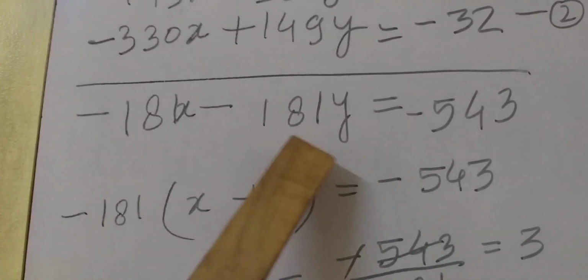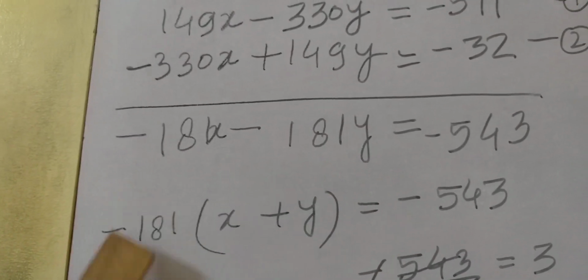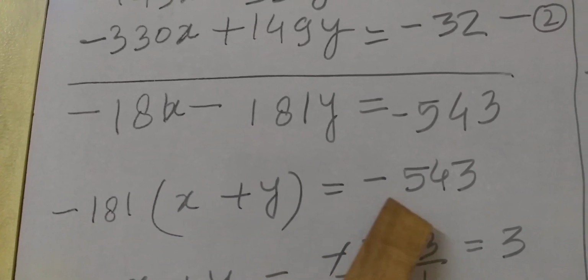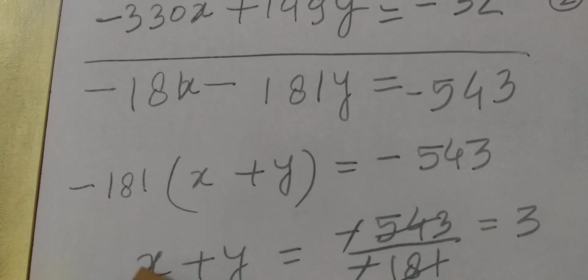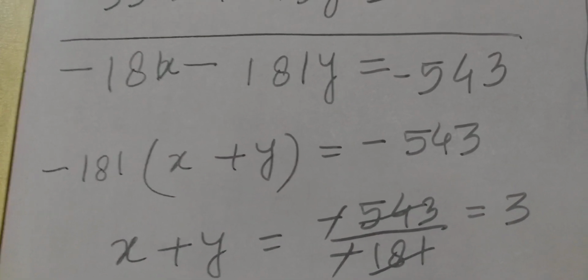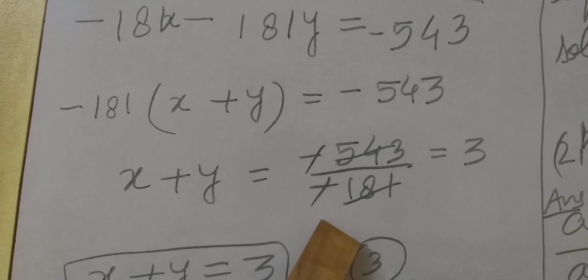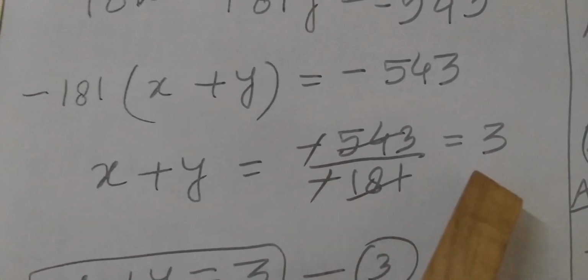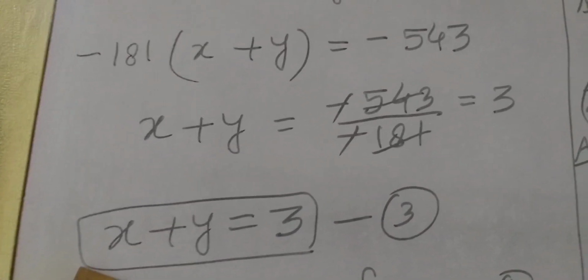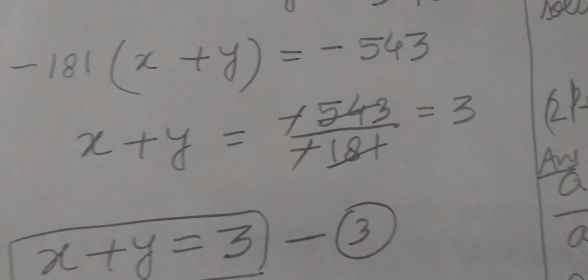Now students, you can see 181, minus 181 is common. What is left here? x plus y equals minus 543. So x plus y equals minus 543 upon minus 181. When we do the calculation, the answer is coming 3. So x plus y equals 3. So this is equation number 3, students.